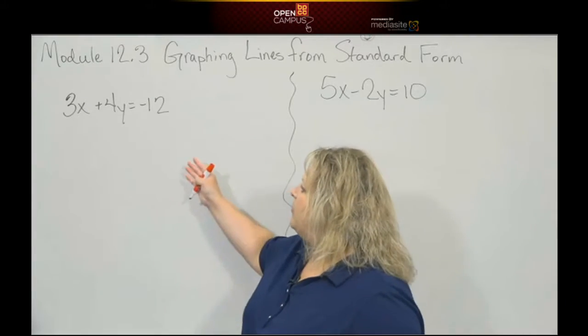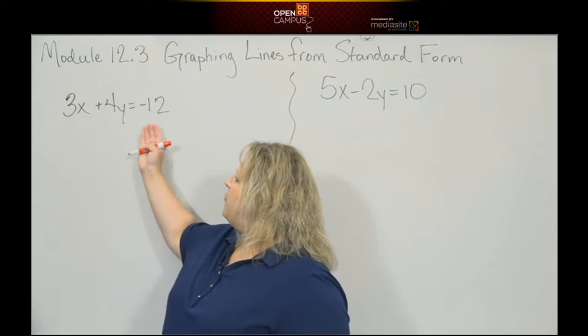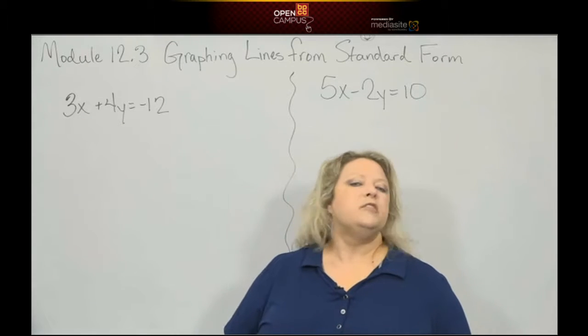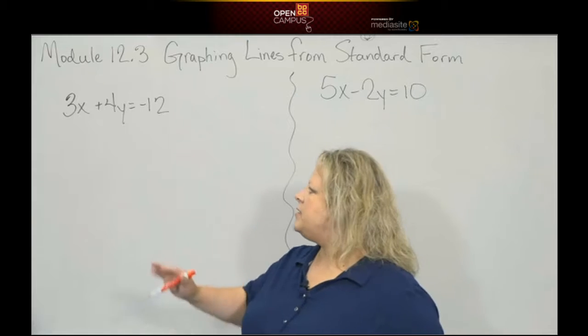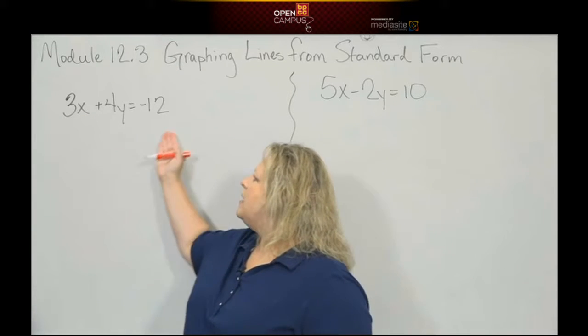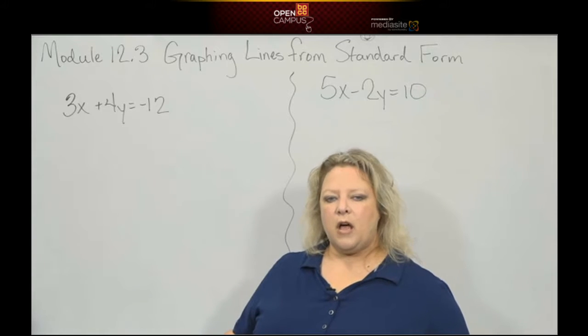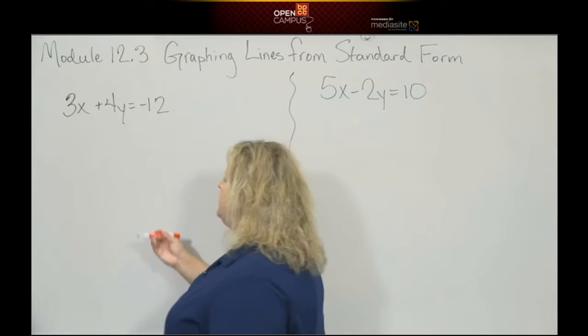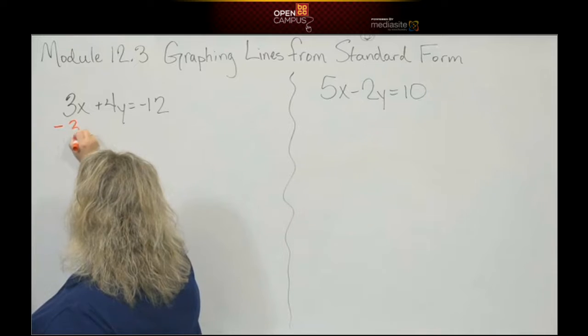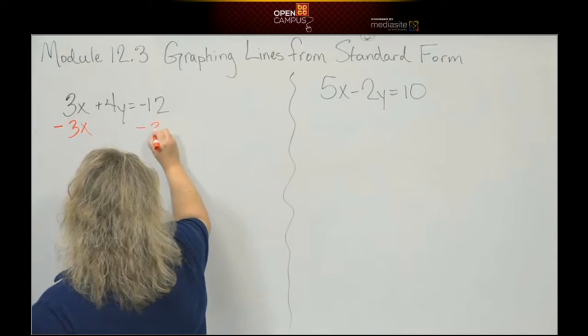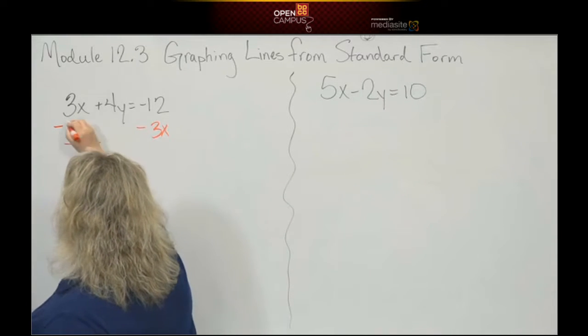Hi, so here we are. We have 3x plus 4y equals negative 12. So our first step, remember, is always going to be to move the x over here with the negative 12, because we want our x and our constant to be on the same side of the equation. So we're going to do the opposite, which is subtraction on this one. We're going to move that 3x over there.